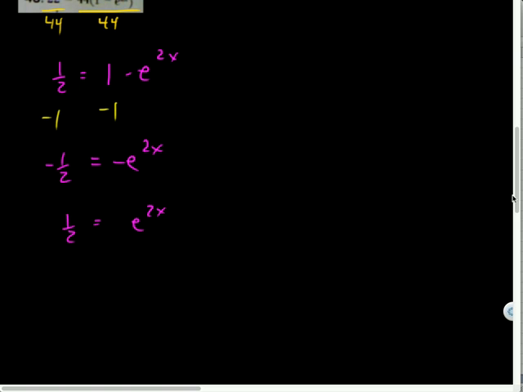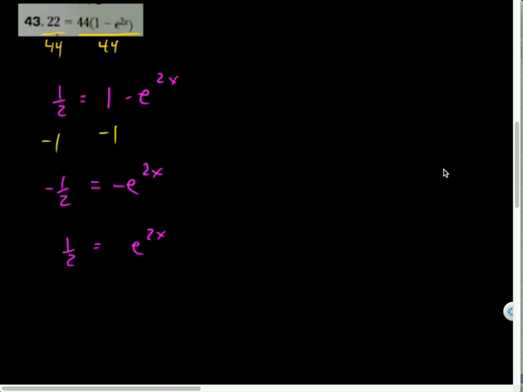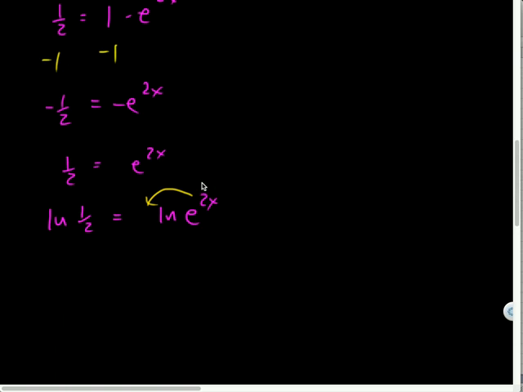And now that I get e by itself, or as much as I can, this is when I would ln both sides. So ln of a half is equal to ln of e to the 2x. I can use my power property. That's the great thing about logarithms, they can take a variable out of an exponent. I think they're the only thing that can do that.